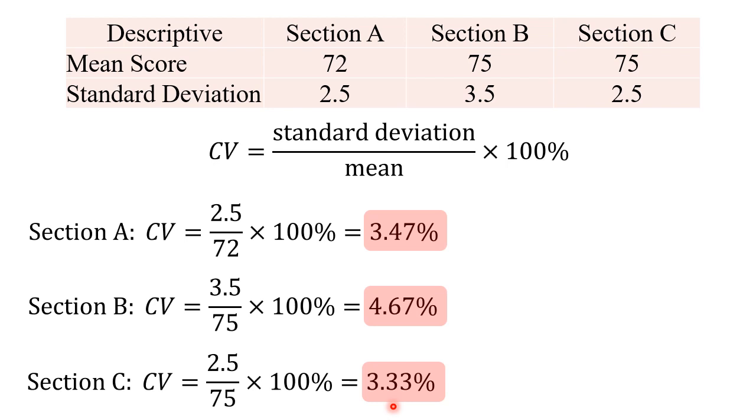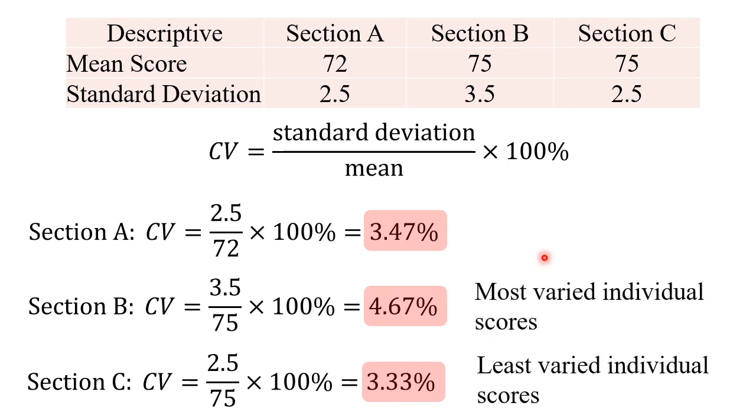So this indicates, class, that the most varied individual scores are found in section B, while the least varied individual scores are found in section C. So in terms of consistency, class, you could say that in section C, the students are more consistent in terms of their individual scores compared to the other sections, while in section B, the scores of the students are more varied compared to the other two sections. Okay, so that's the use, class, of the coefficient of variation.